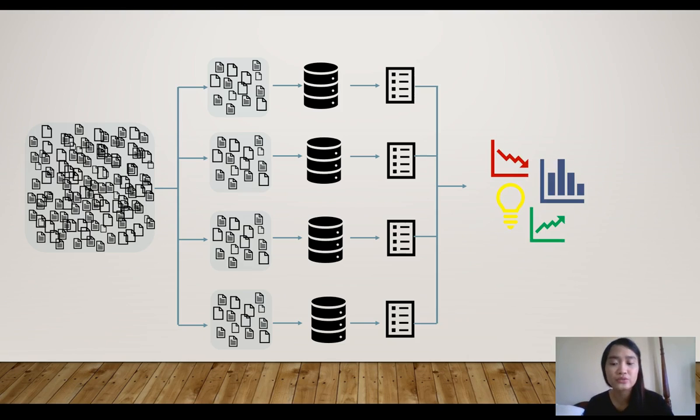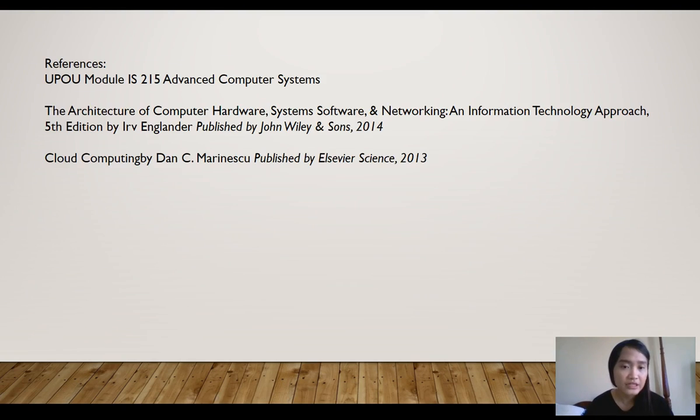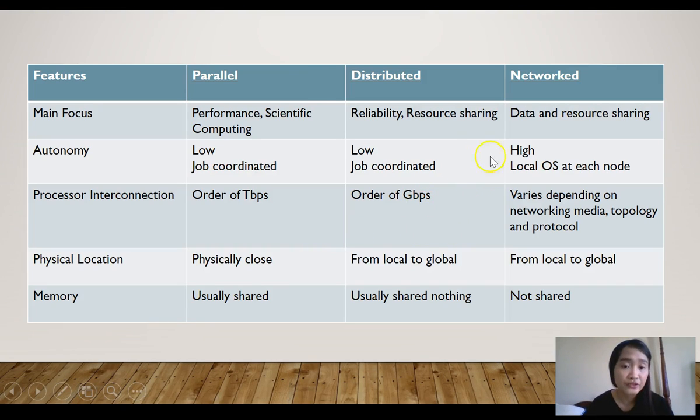Now let us try to differentiate parallel systems from distributed and network systems, which we learned earlier in this class. Each system was designed for a different main focus. For parallel, it's for performance, specifically for scientific computing. For distributed systems, the main focus is reliability and the ability to share resources. For network systems, it's more on access to data and resource sharing.